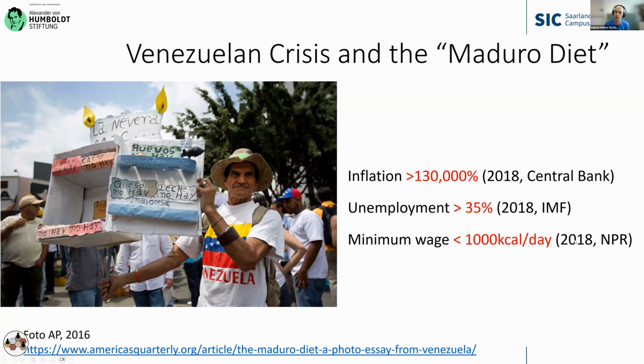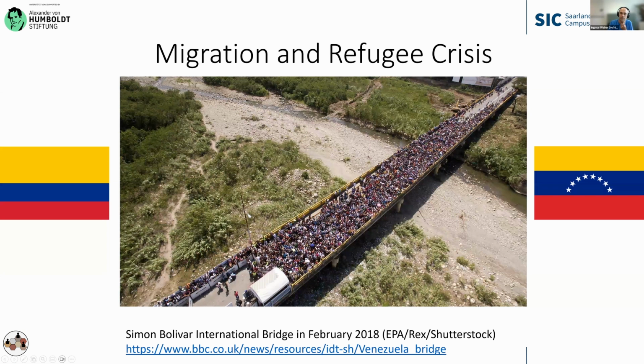And crucially, if you weren't earning a minimum wage and spent every single bolivar on food, you could only afford 1,000 kilocalories, to be exact. People were starving under the so-called Maduro diet. In response, of course, many people left the country. This is what it looks like visually. This is actually Norte de Santander, that I showed you before.